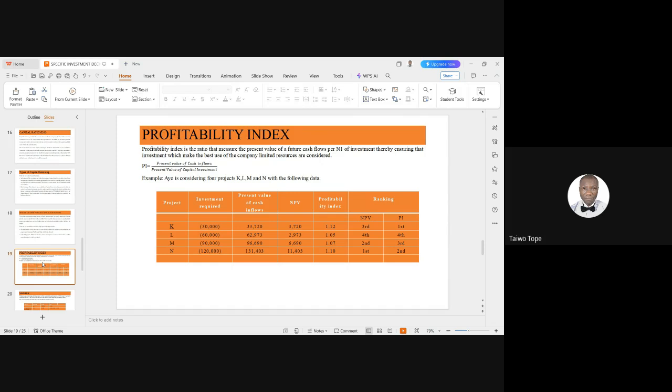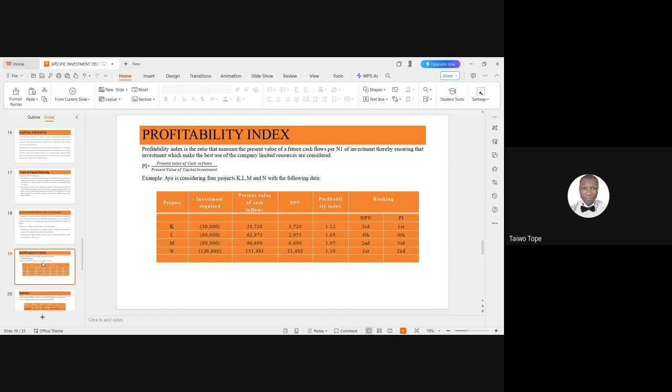So for you to determine your profitability index, it is your present value of cash inflows divided by present value of capital investment. It can also be PV of future cash inflows divided by PV of investment outflows. So the point is this: if the profitability index is greater than one, the project is profitable. Just as if NPV is greater than 0, it shows that the project is profitable.